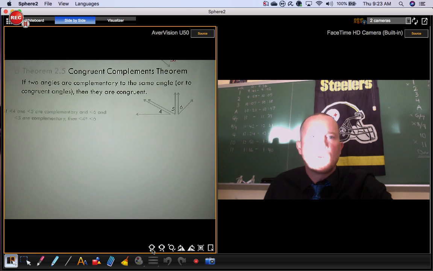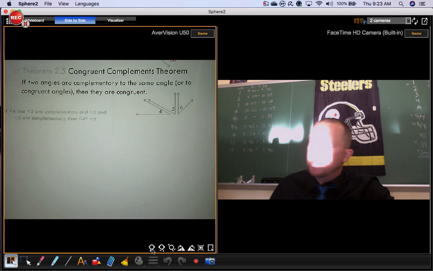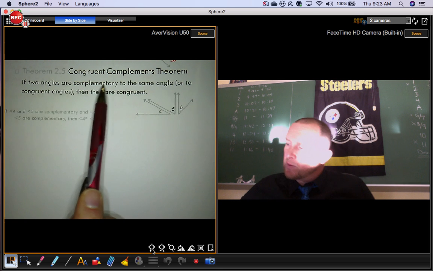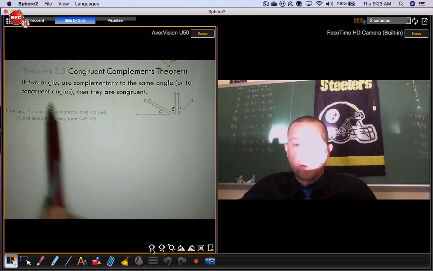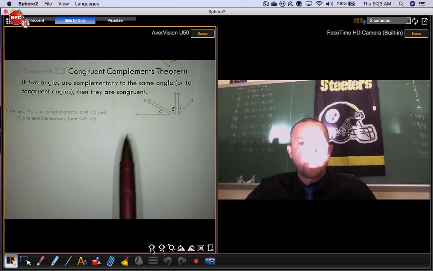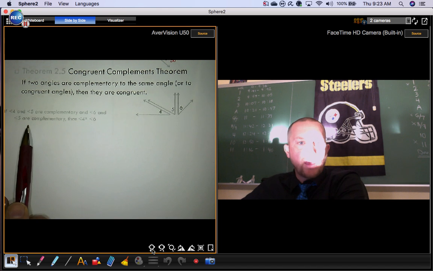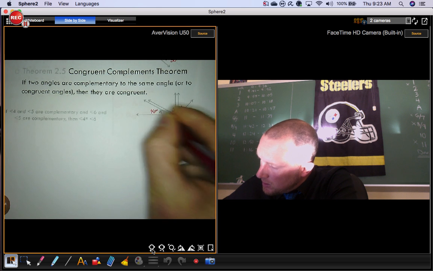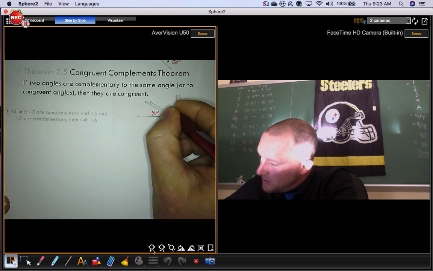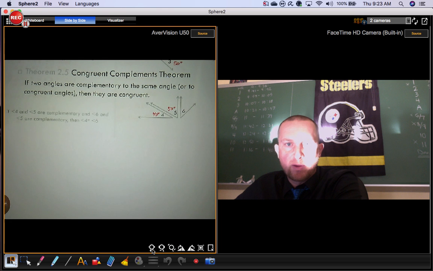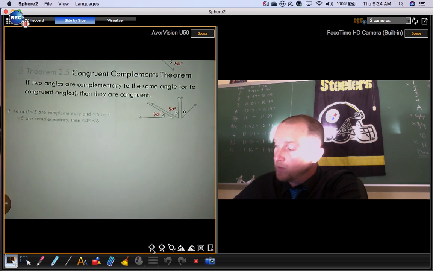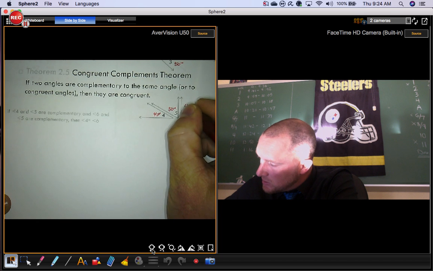We also have a theorem 2.5. It's called the congruent complements theorem. And it says exactly the same thing as the congruent supplements theorem, except instead of supplementary, it's going to say complementary. So if two angles are complementary to the same angle, or to congruent angles, then they're congruent to each other. So we have some angles here. If angle 4 and 5 are complementary, I'm just going to make up a number now. Let's say angle 4 is 40. That means angle 5's got to be 50. They're complementary angles. Angle 6 and angle 5 are complementary. So if angle 5's 50, angle 6 needs to be 40.